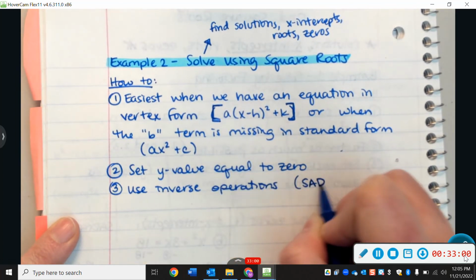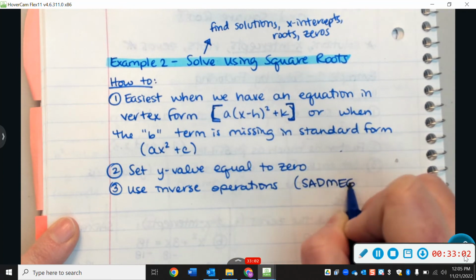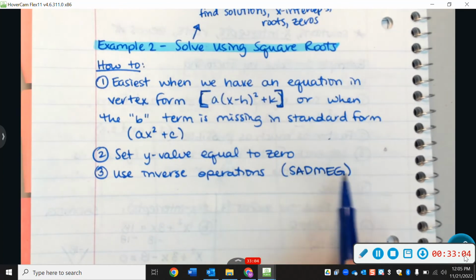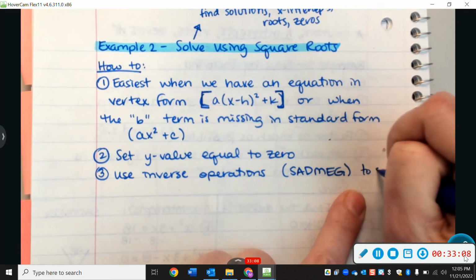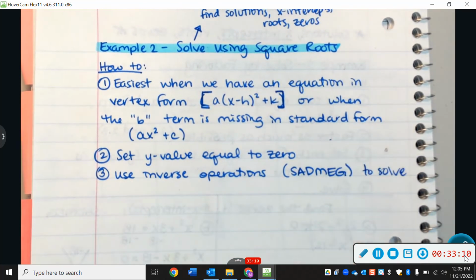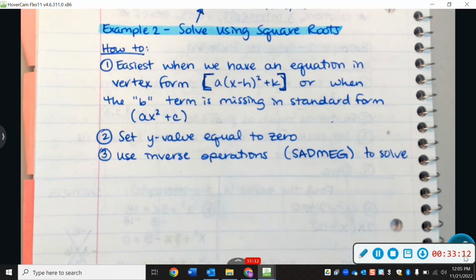So order of operations is GEMDAS. If I write that backwards, it looks like SADMEG. So this is the order that I solve equations. And we're just going to solve. And you guys have solved lots of equations before, so this is really going to be no different.